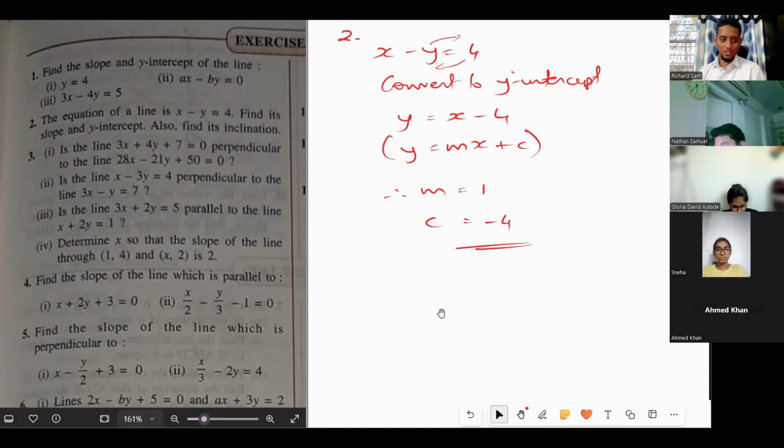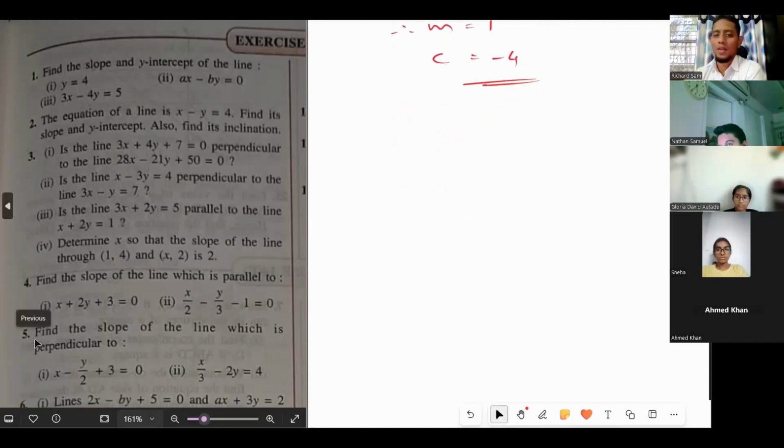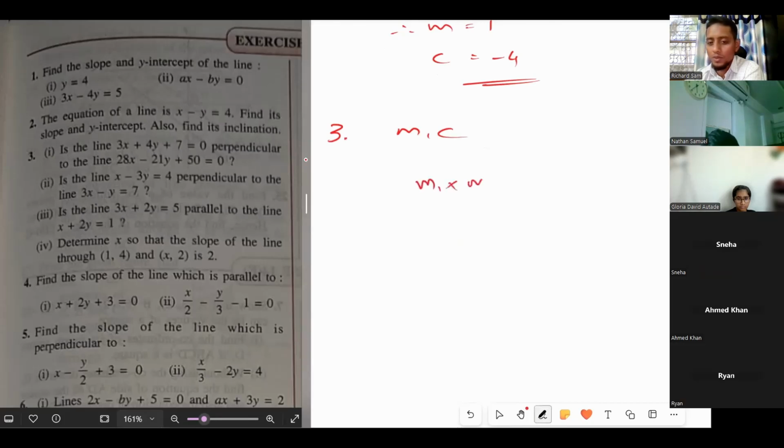Beryl, tell me, how do we solve this? Yes, convert it into the y-intercept form, just like what we did now. When we convert any equation into the y-intercept form, we can find m and c. So convert it into the y-intercept form, find the m of both the equations, and then put it in the formula m1 into m2 is equal to minus 1, because if two lines are perpendicular, their slopes should satisfy this formula. Okay, do it everyone.